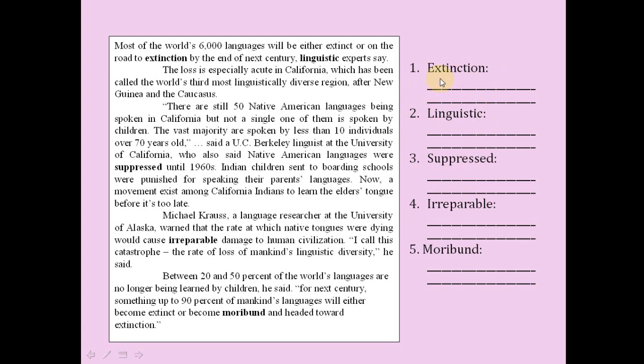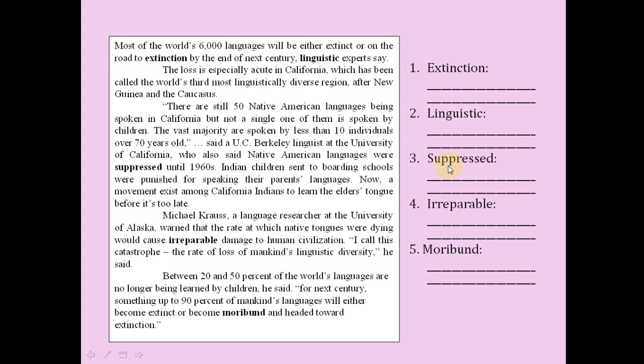The first is extinction. Nah, kita cari di sini. This is extinction. Maka di sini, what is extinction? The writer has used the synonym extinct, maybe extinct or on the road to extinction. Jadi extinction means extinct. Okay, next ada linguistic. Nah, linguistic here, linguistic experts say. Linguistic might say that languages. This is related to languages, linguistic.